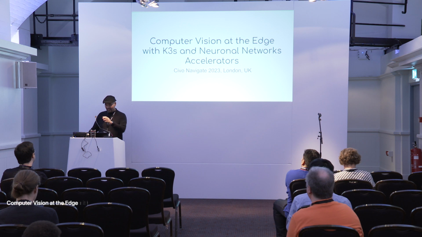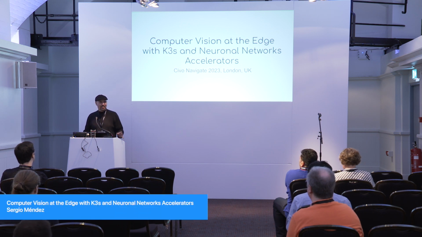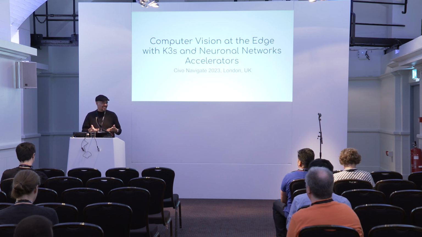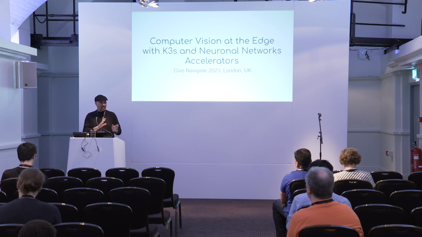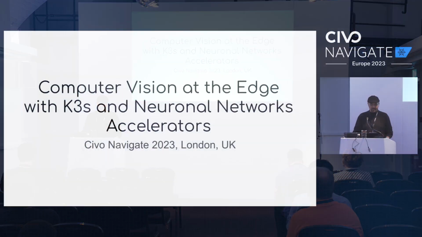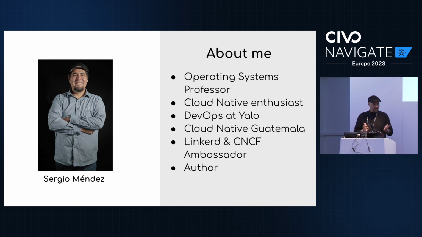Hi, good morning. This is a pretty new kind of topic, something that is in experimentation. My talk is about computer vision, K3s, that is a kind of small Kubernetes, and some special devices for neural networks.